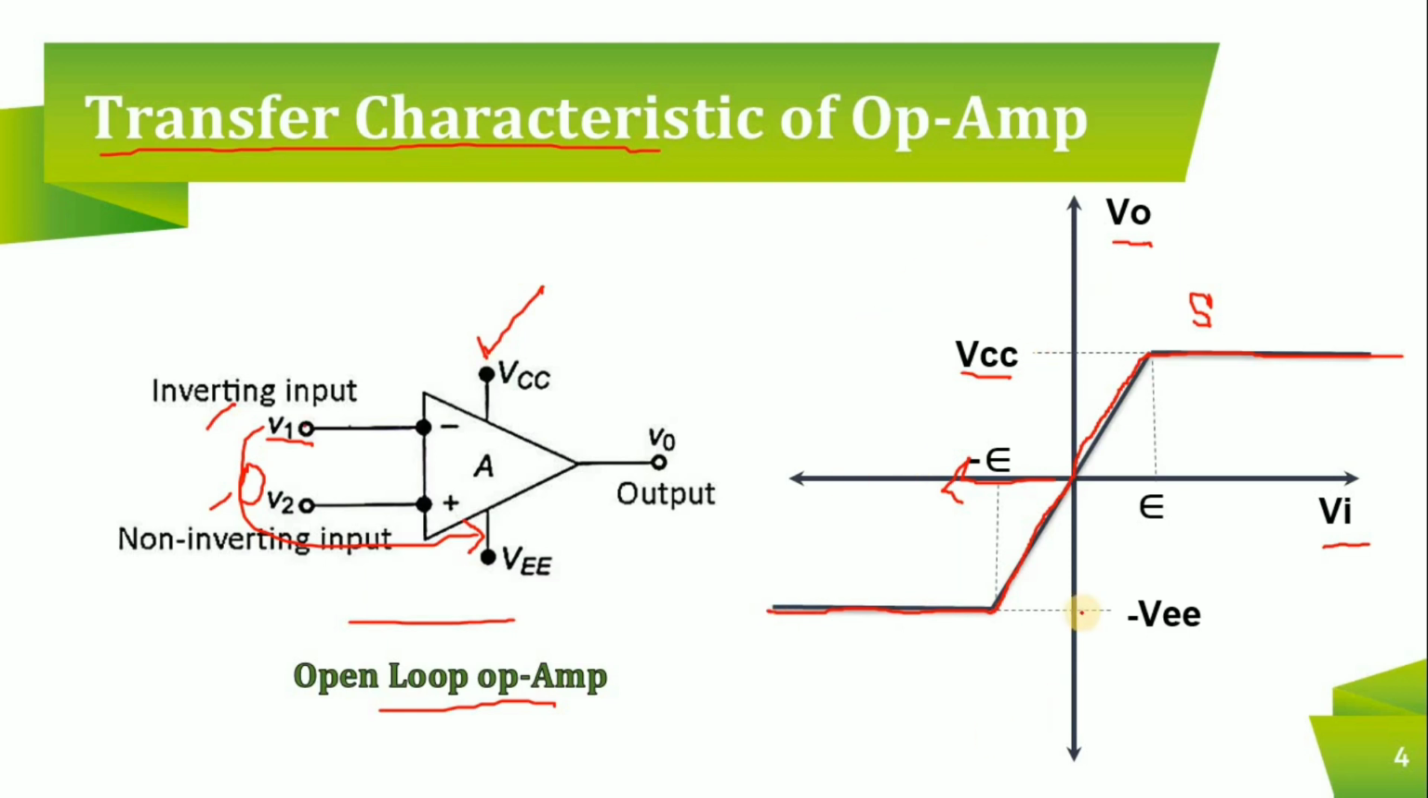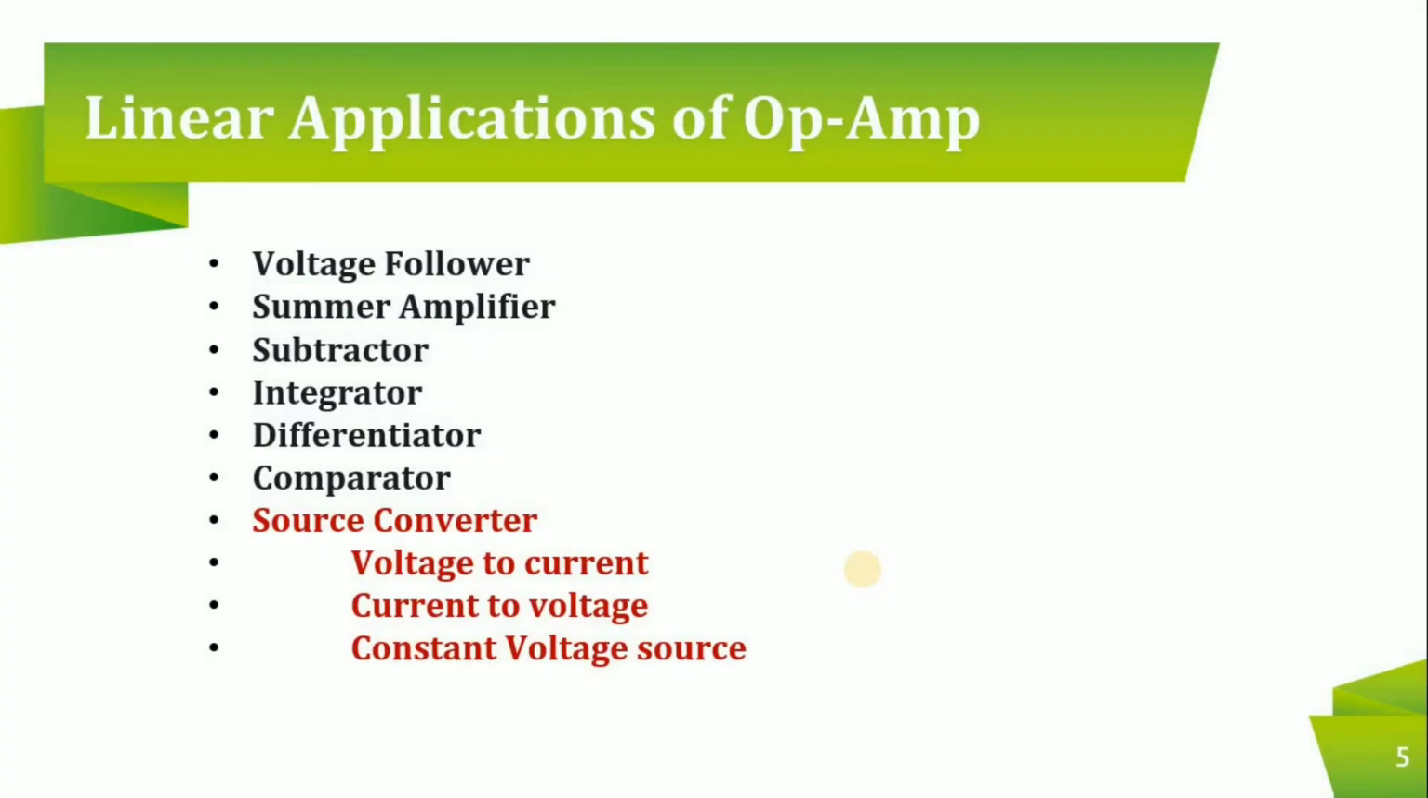So this is the transfer characteristic of op-amp. The op-amp transfer characteristic shows how the output varies when you vary the inputs. This is how your transfer characteristic of op-amp looks like. Clear with us? Okay, let us move on to the next topic.